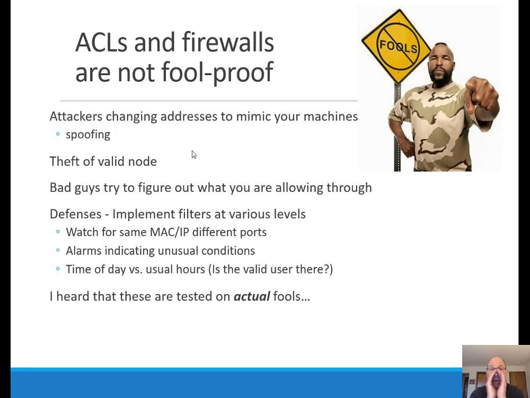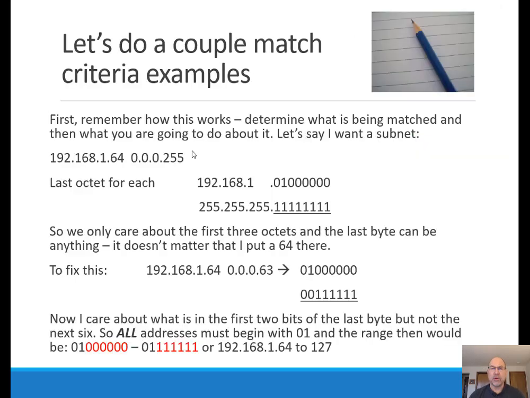And that is baselining. Now, before we close out today, let's do a couple of match criteria examples. Sometimes that's the most challenging thing about ACLs to understand. So first thing that we're going to do is remember how this works, right? We're going to determine what is being matched, and then we decide what we're going to do about it. Now, these are just criteria matched, so we're not going to decide what to do with it until we get our feet wet a little bit here.